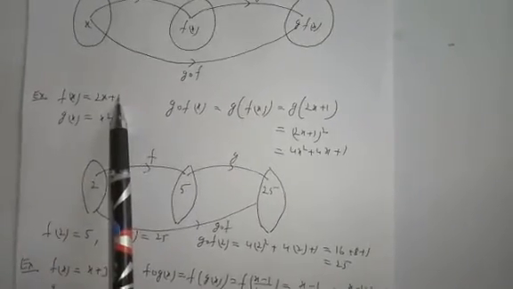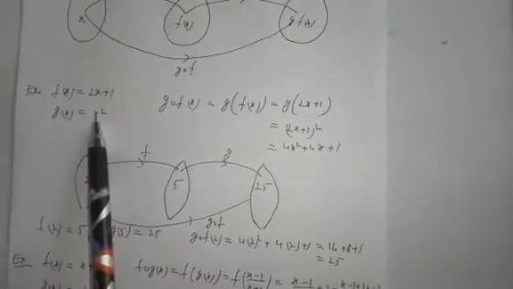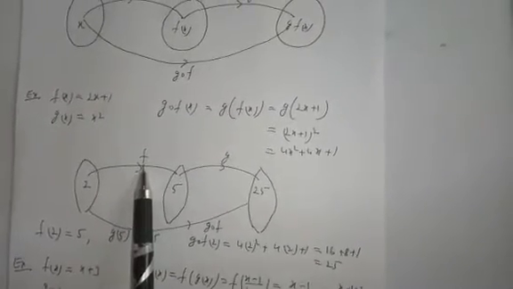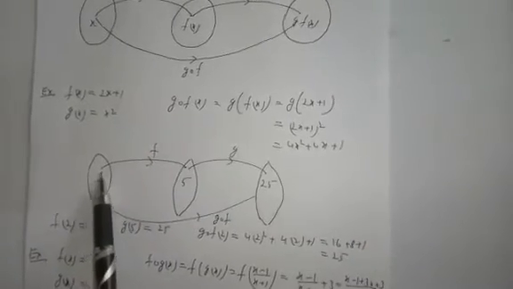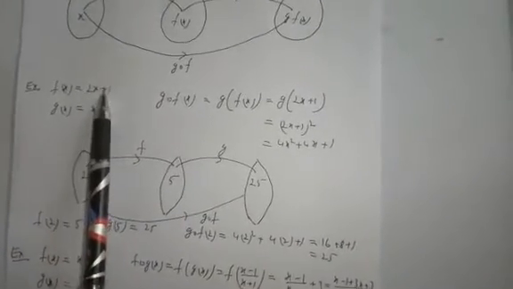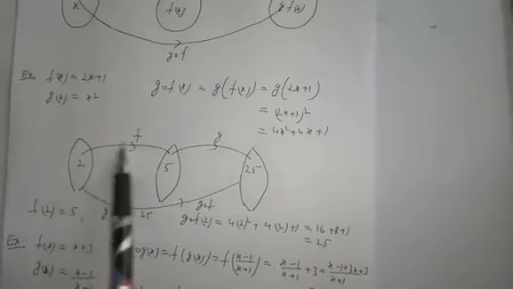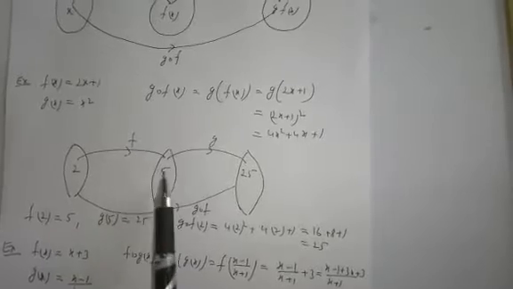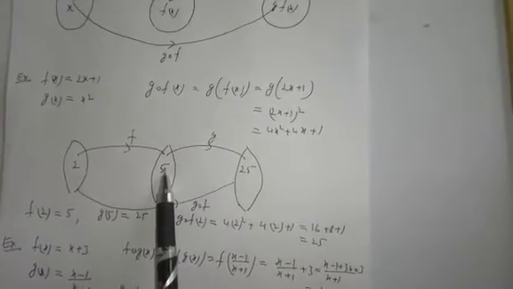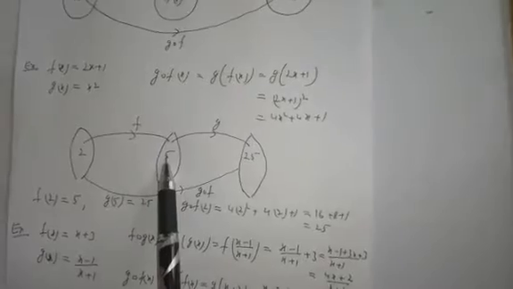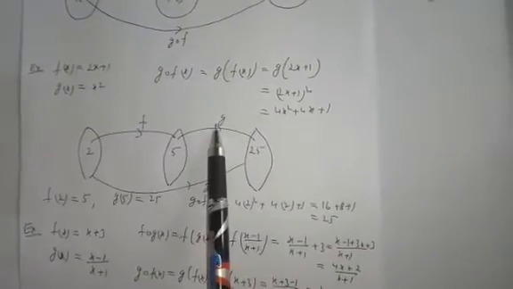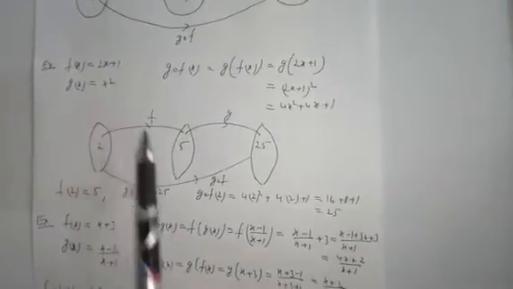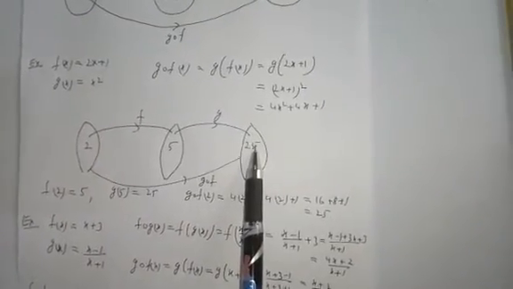f(x) equals 2x plus 1 and g(x) equals x square. According to f, the image of 2 is 2 times 2 plus 1, which is 5. Now this 5 is the domain for g, and we apply function g on this 5. The function g is x square, so 5 square will be 25.